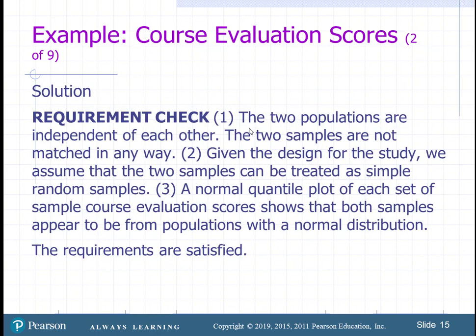So first, are the 2 populations independent? Are they matched? Well, no, they're not matched. They're independent. You can't have anybody in both samples. And then we're going to assume there's a simple random sample. That's from the design of the study. And then it does show that both samples appear to be from populations with normal distribution. So we're good to go.